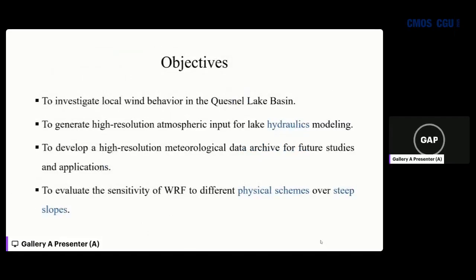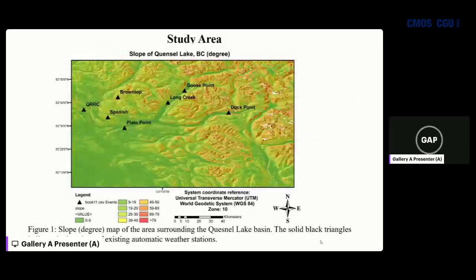The objective of this research is to investigate local wind behavior in the Quinnell Lake Basin to generate high-resolution atmospheric input for lake hydraulics modeling, to develop a high-resolution meteorological data archive for future studies, and to evaluate the sensitivity of the WRF model to different physical schemes over steep slopes.